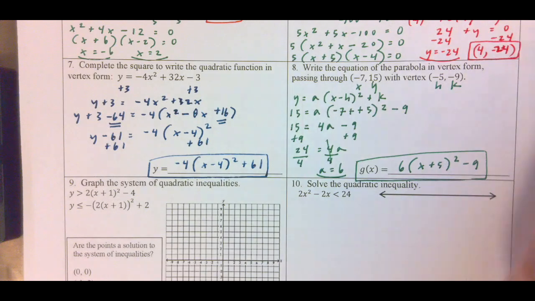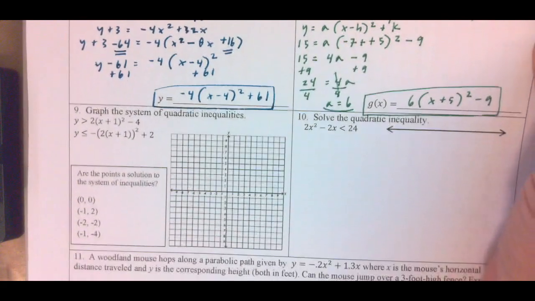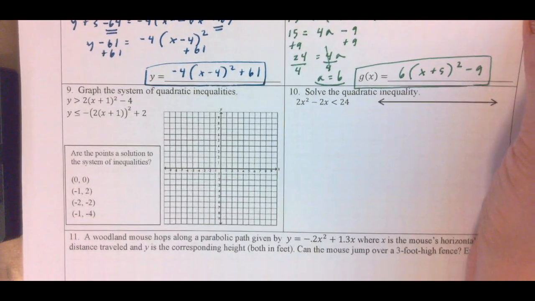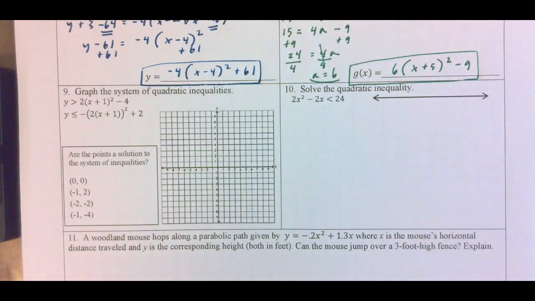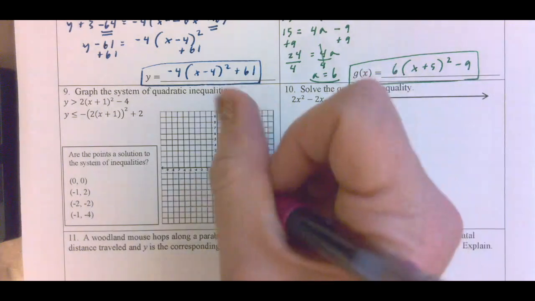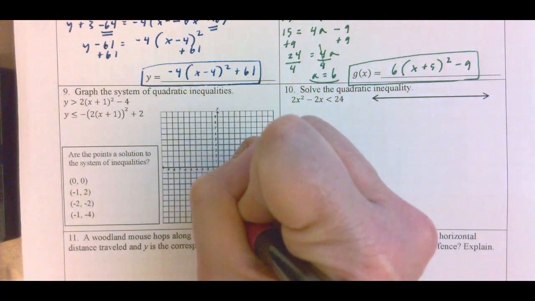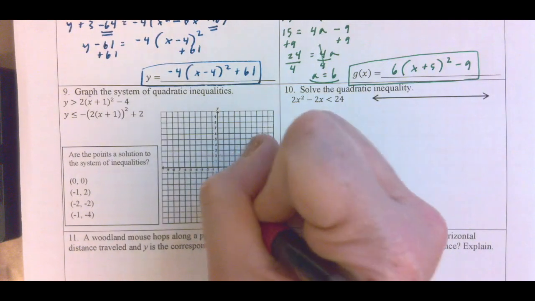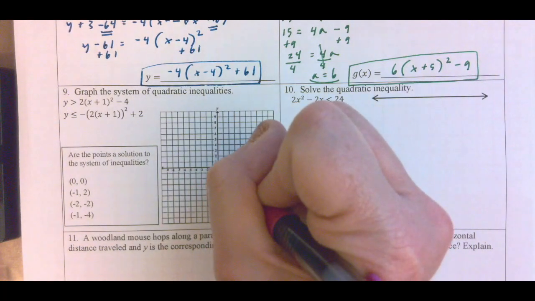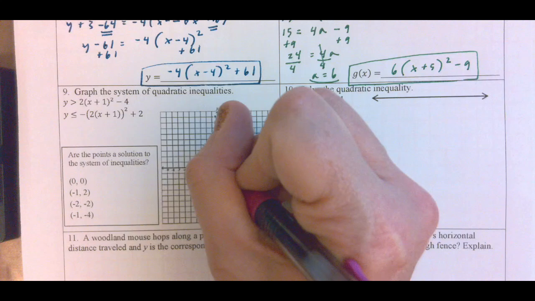Okay, next I have a system of quadratic inequalities. So I need to graph each of them. So the first one, left 1, down 4, with a stretch factor of 2. So over 1 up 2, over 2 up 8. Okay, it's going to be dotted.